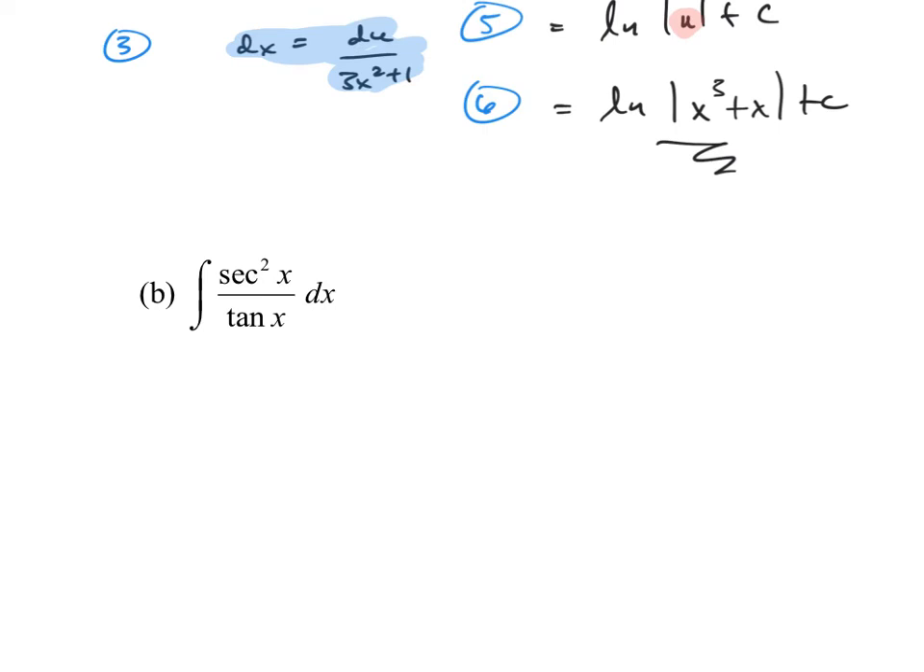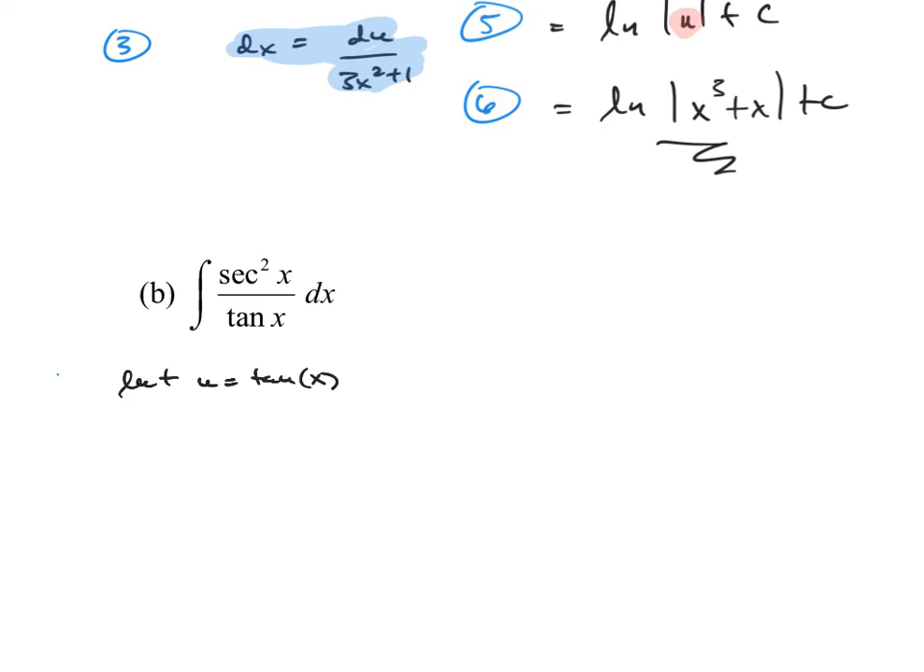Here I have two functions if I wanted to use U-substitution. I have secant squared of x and I have tangent of x. And I want to relate the derivative of one to the other. I know that the derivative of tangent is secant squared. So that means I'm going to let u equal tangent of x in this case.